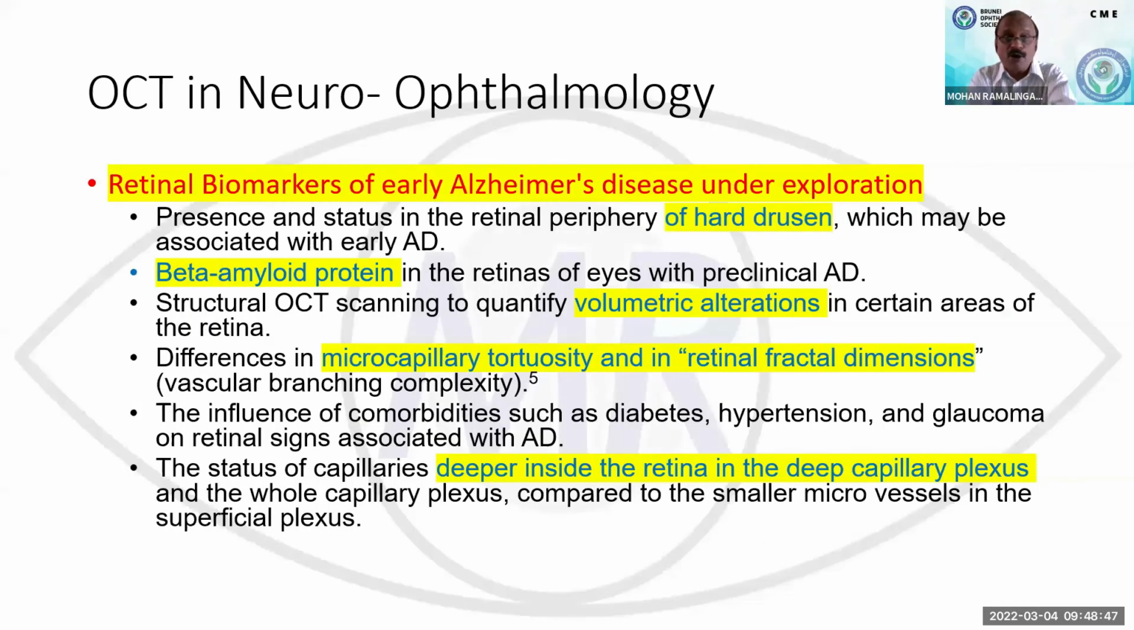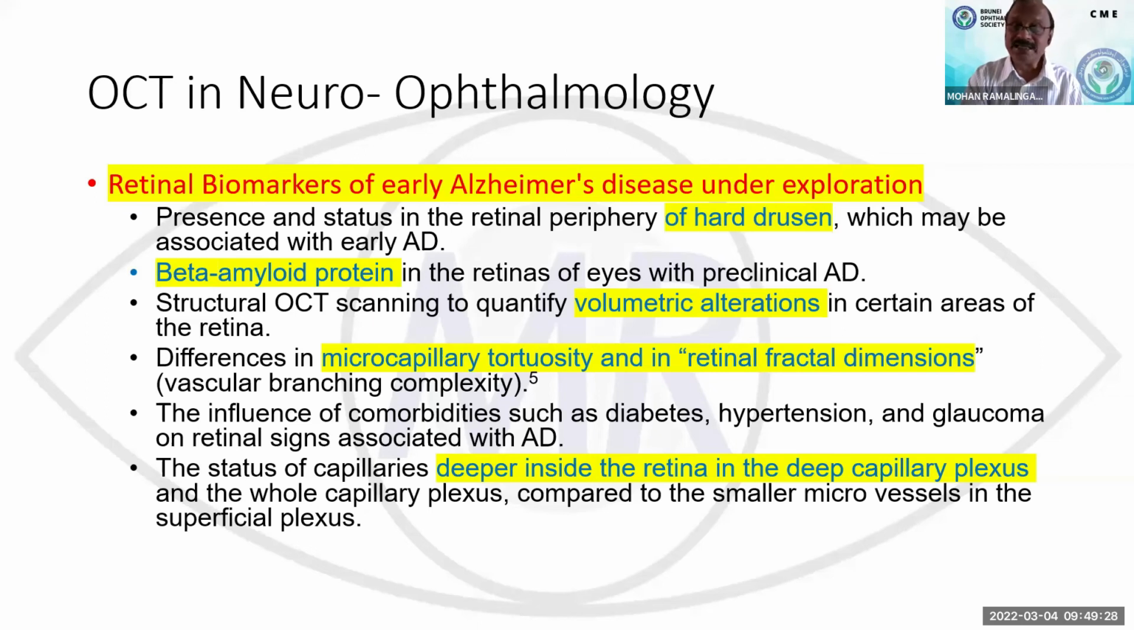There are retinal biomarkers for earlier Alzheimer's disease. This is under study now. You can study hard drusen and the presence or absence of beta amyloid protein in the retina. This can be detected with OCT, and measurement of certain areas of the retina, especially retinal volume analysis of the macular ganglion cell, and vessel anomalies, and changes in the retinal capillary plexus, as I showed before. These may be the early markers of Alzheimer's disease, and this is under study now.